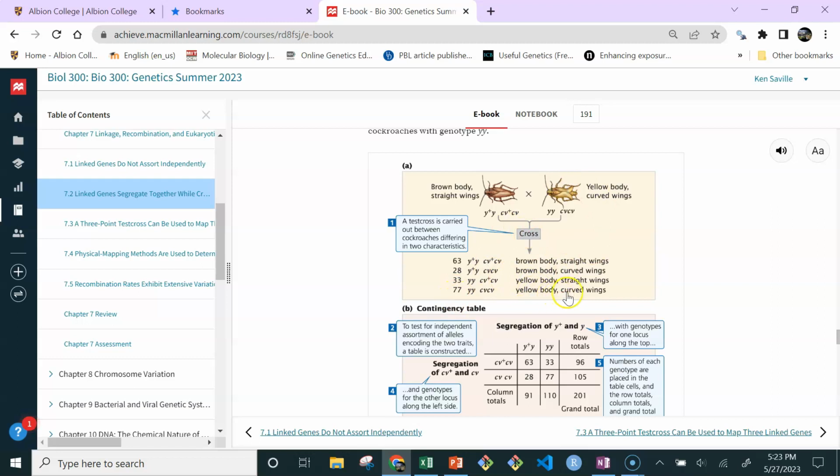And just keep in mind that if there's independent assortment, and this is a dihybrid test cross, we expect 1 to 1 to 1 to 1. We don't see that. We see 63, 28, 33, 77. Now, I don't have to do a chi-square to tell you that that's not a 1 to 1 to 1 to 1 ratio, but it's a good example, or it's a good opportunity to go through chi-square and apply it to this kind of a thing.